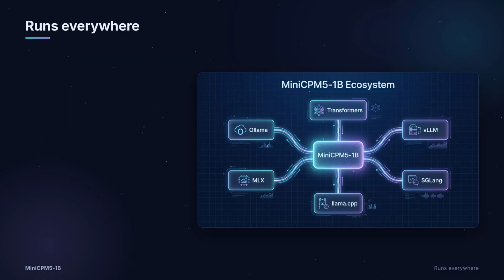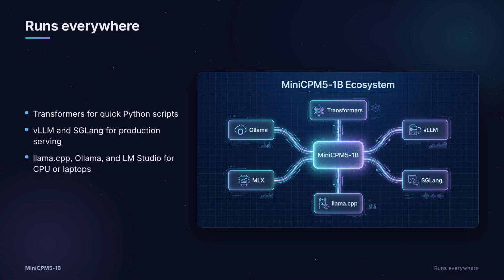Because the model is plain Llama, it runs almost everywhere. For a quick Python script, you use Hugging Face transformers, and that's what we'll do in this training. For high-throughput production serving, you reach for vLLM or sglang. If you're on a CPU, a low VRAM machine, or a laptop, the GGUF builds run beautifully under llama.cpp, Ollama or LM Studio. And on a Mac, the MLX build gives you native Apple Silicon speed. The repository ships a 1-page cookbook and an agent skill for each of these backends, so whichever route you pick, there is a tested recipe waiting for you.